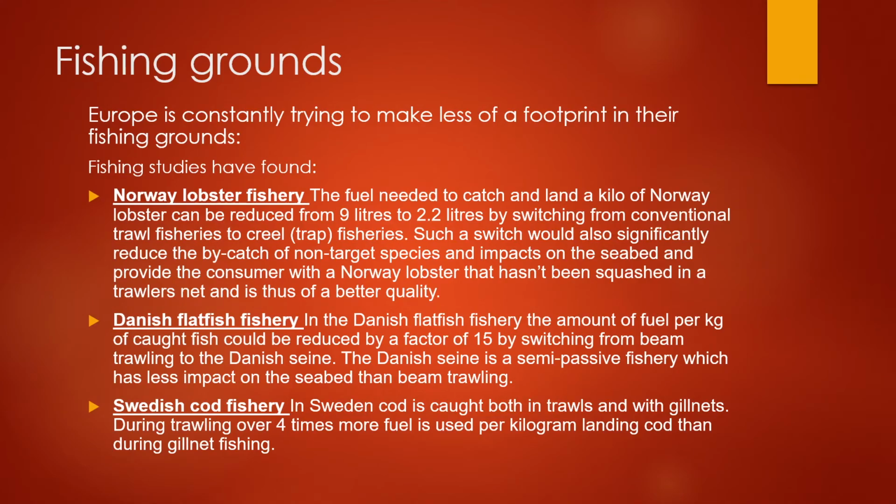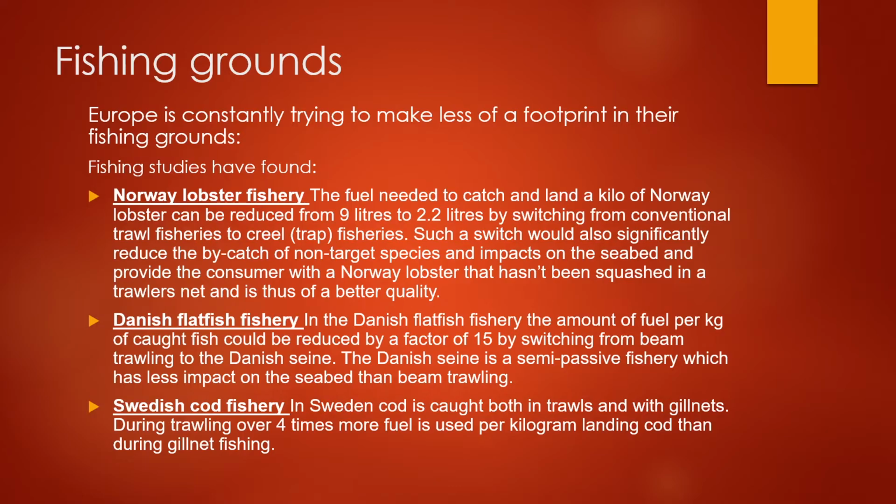So Europe is constantly trying to make less of a footprint in their fishing grounds. So there have been many studies done. There's the Norway lobster fishery. The fuel needed to catch and land a kilo of Norway lobster can be reduced from 9 liters to 2.2 liters by switching from conventional trawl fisheries to creel fisheries. Such a switch would also significantly reduce the bycatch of non-target species and impacts on the seabed and provide the consumer with a Norway lobster that hasn't been squashed in a trawler's net and is thus of a better quality too.